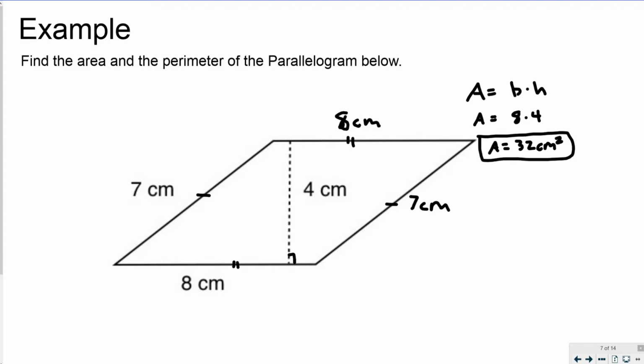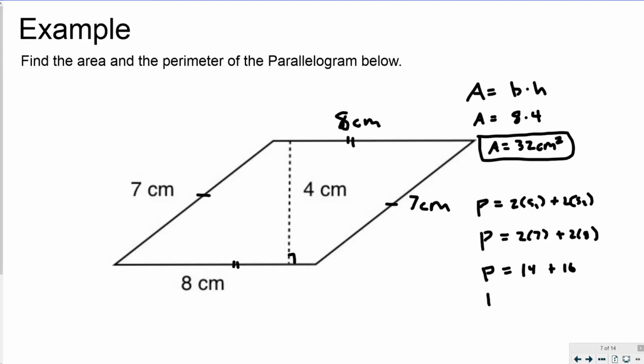And then for the perimeter here, I'm going to add 1, 2, 3, 4 of my sides, or I can do the formula of 2 times side 1 plus 2 times side 2. So if I put those in, it would be 2 times 7 plus 2 times 8. So that's going to be equal to 14 plus 16. So my perimeter is going to be equal to 30 centimeters. Okay, so there's a basic example of using parallelograms for area and perimeter.